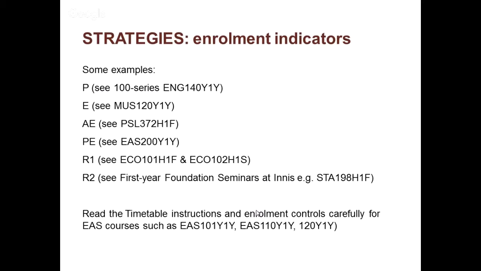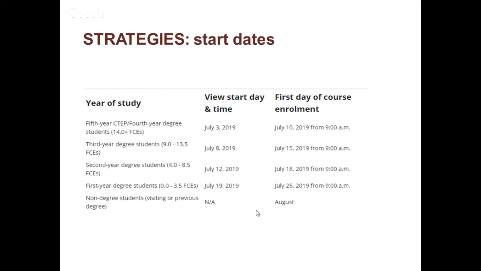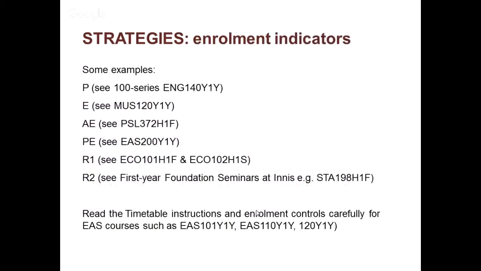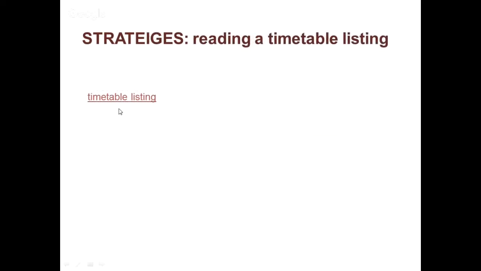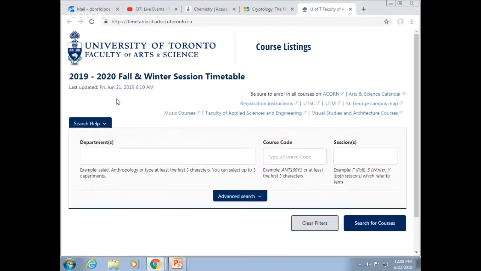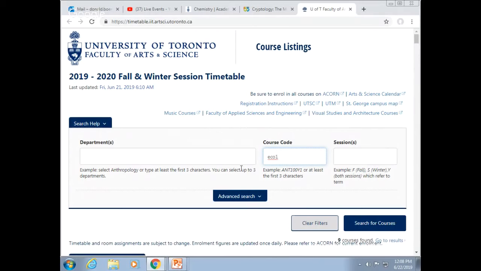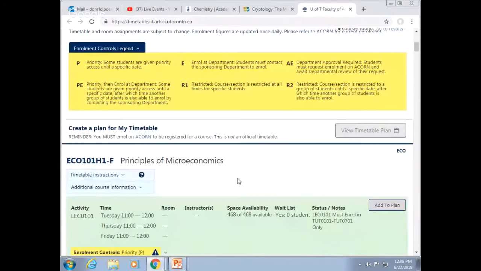Okay, time to talk about enrollment controls. So let's go to a timetable listing. Let's do economics. I'm going to look at all ECO 100 series courses in order to get to ECO 101.